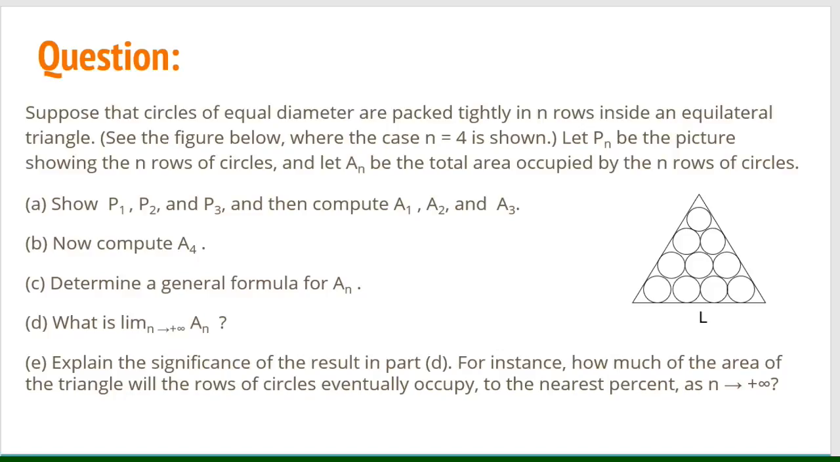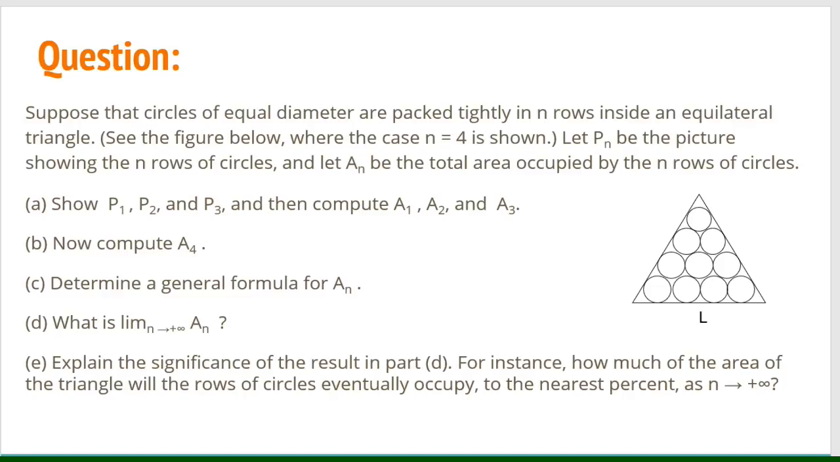Part A asks us to show P sub 1, P sub 2, and P sub 3, and then compute A sub 1, A sub 2, and A sub 3. Part B then asks to now compute A sub 4. Part C asks to determine a general formula for A sub n. Part D asks us to find the limit as n goes to infinity of A sub n.